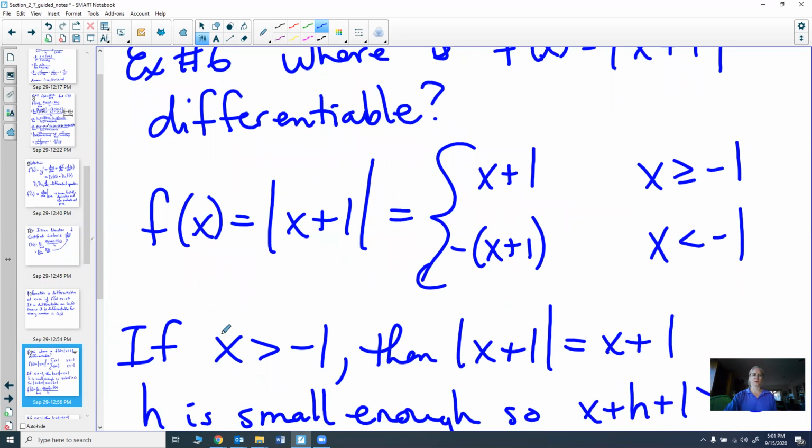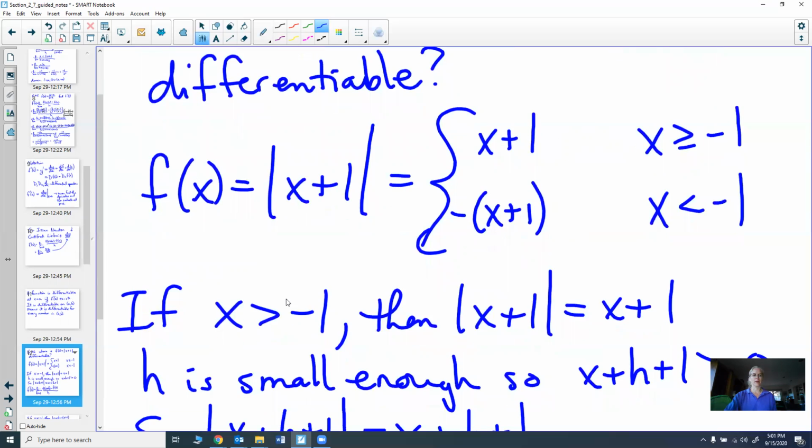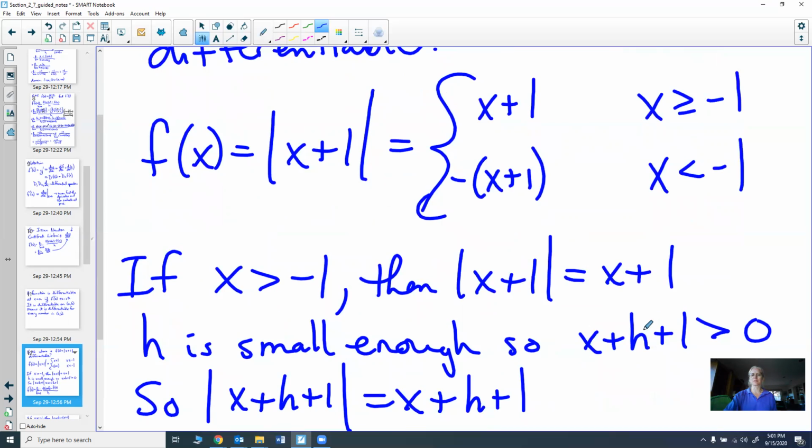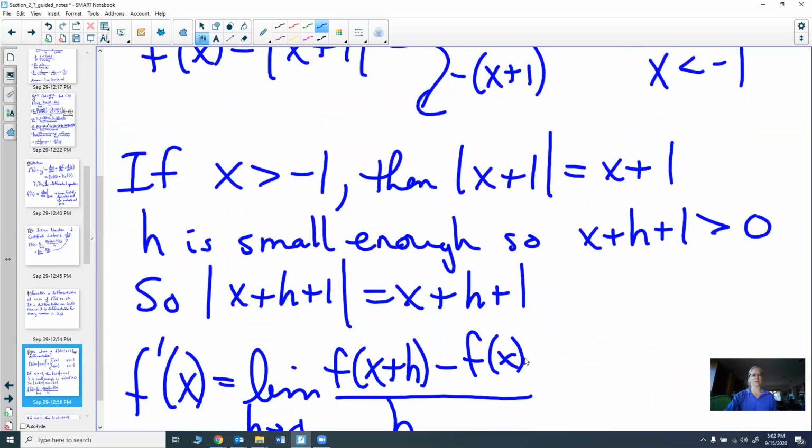Given that we have this separation of greater than -1 and less than -1, let's look at what happens if x is greater than -1. Then the absolute value of x plus 1 is just x plus 1, because we know we're greater than -1. h is going to be small enough. Remember, the derivative is letting h get really, really small. So h is small enough that we know x plus h plus 1 is still going to be greater than 0. So the absolute value of x plus h plus 1 is just x plus h plus 1. We can just drop the absolute values.